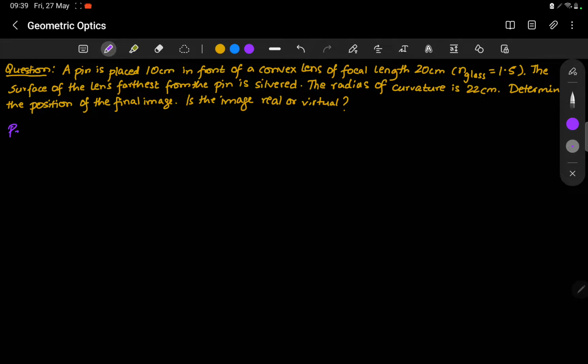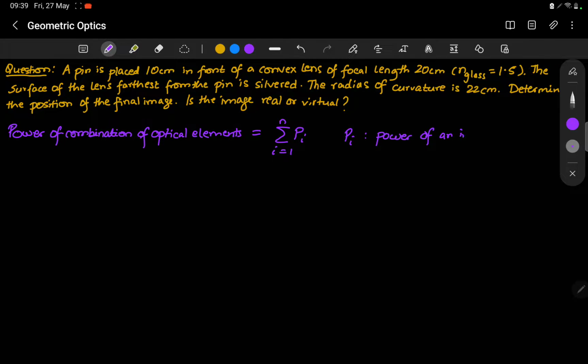So power of combination of optical elements is equal to sum of power of individual optical elements, where Pi is power of an individual optical element.